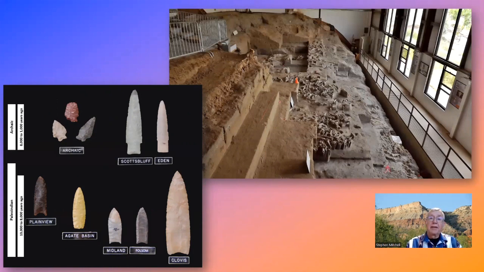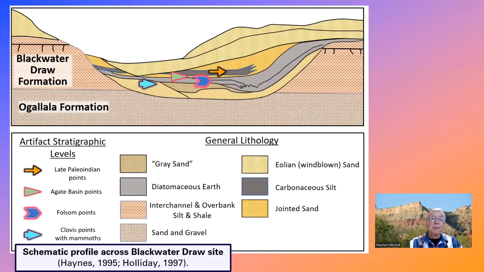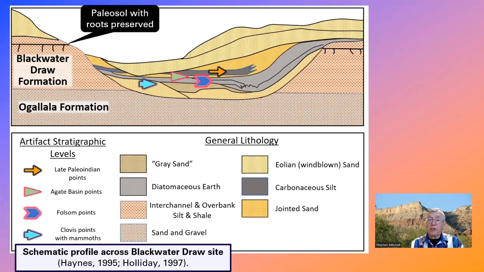So I'm going to take a look at a schematic cross-section through Blackwater Draw to illustrate some of the relationships. What we see is the Ogallala Formation at the base. Above that, you have the Blackwater Draw Formation, but in this area it is incised by a river channel. But the river's long gone. The river also existed in the Ogallala Formation, but in this area it filled in after the main river had gone away, and it's filled in with all of these other types of deposits.